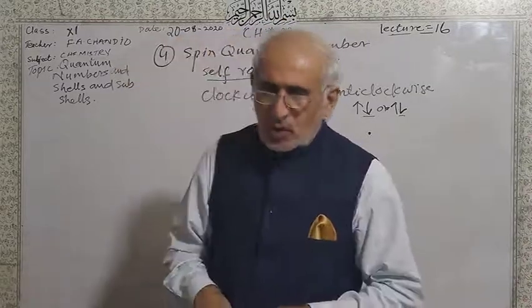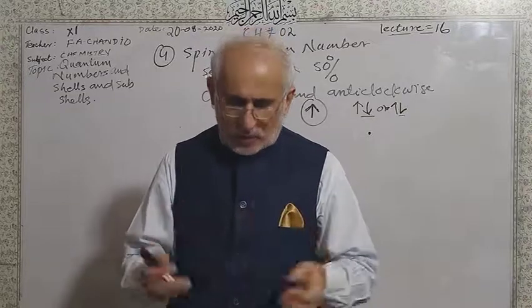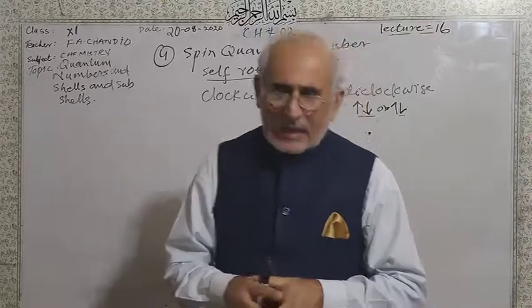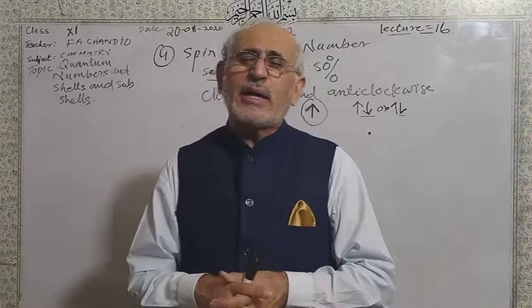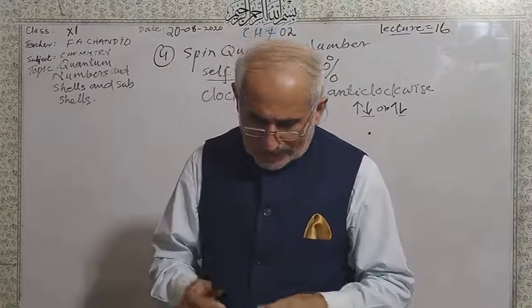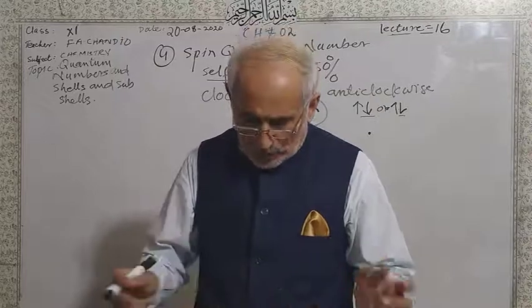You have to draw. You can see from the internet, these are given very colorful. You have to draw them very well: dxy, dyz, dxz, dx² minus y², and dz². These are the 1, 2, 3, 4, 5 orbitals about the axes, so you have to draw these. They may come in the examination.